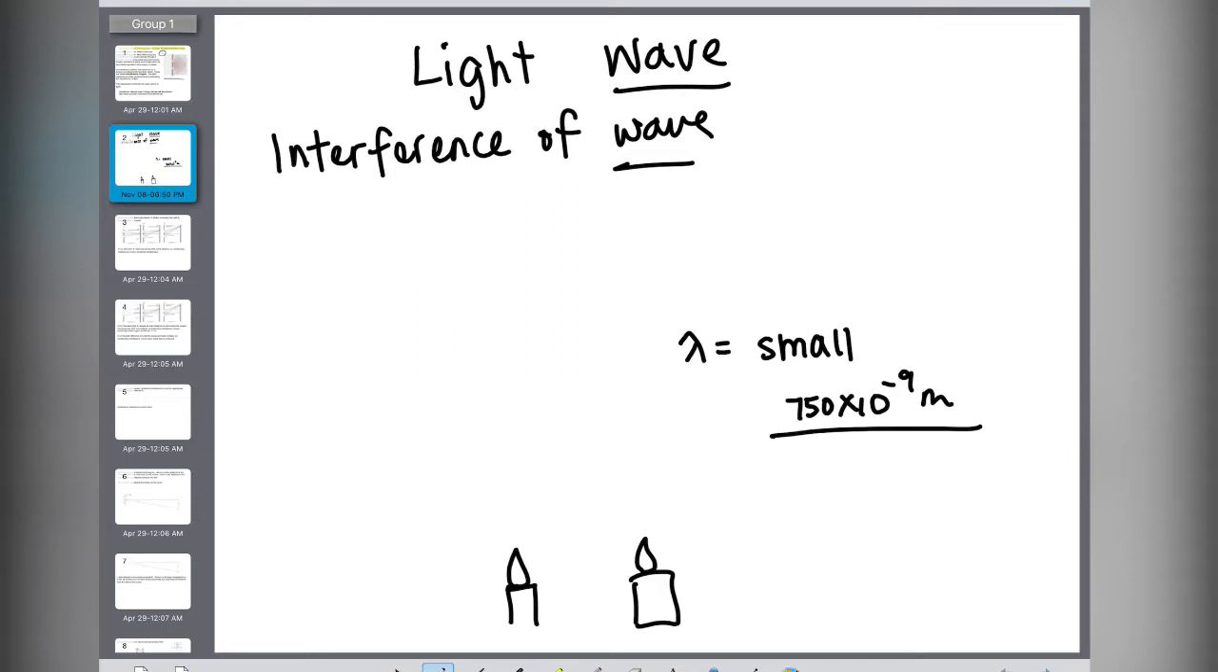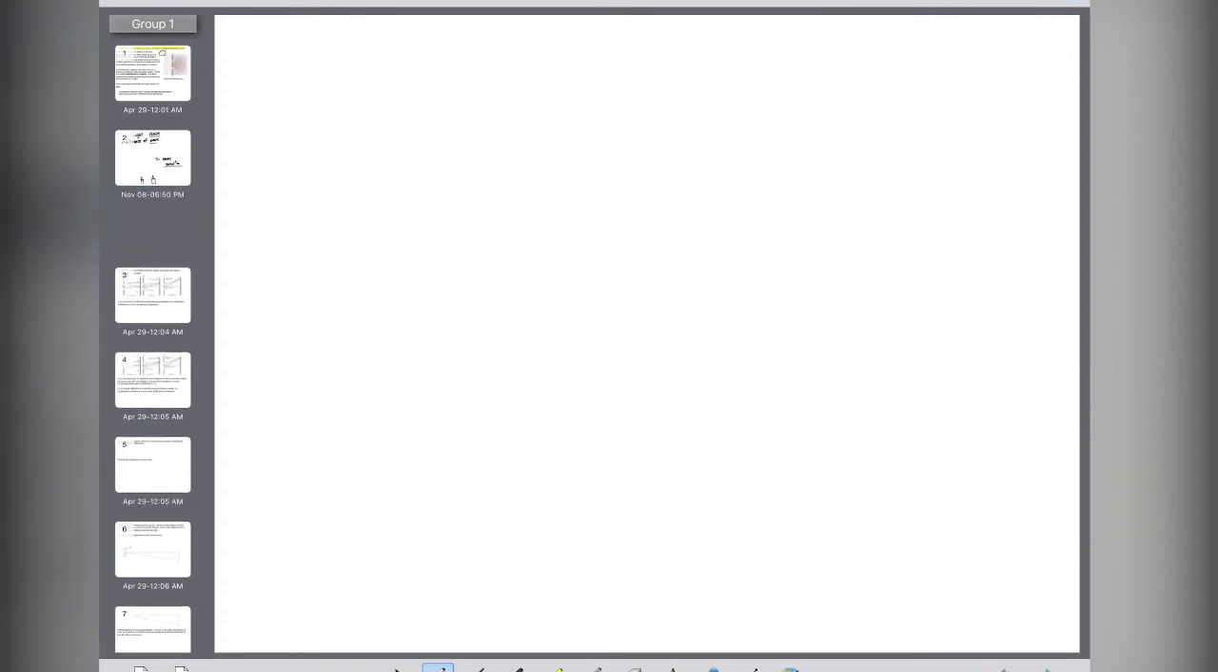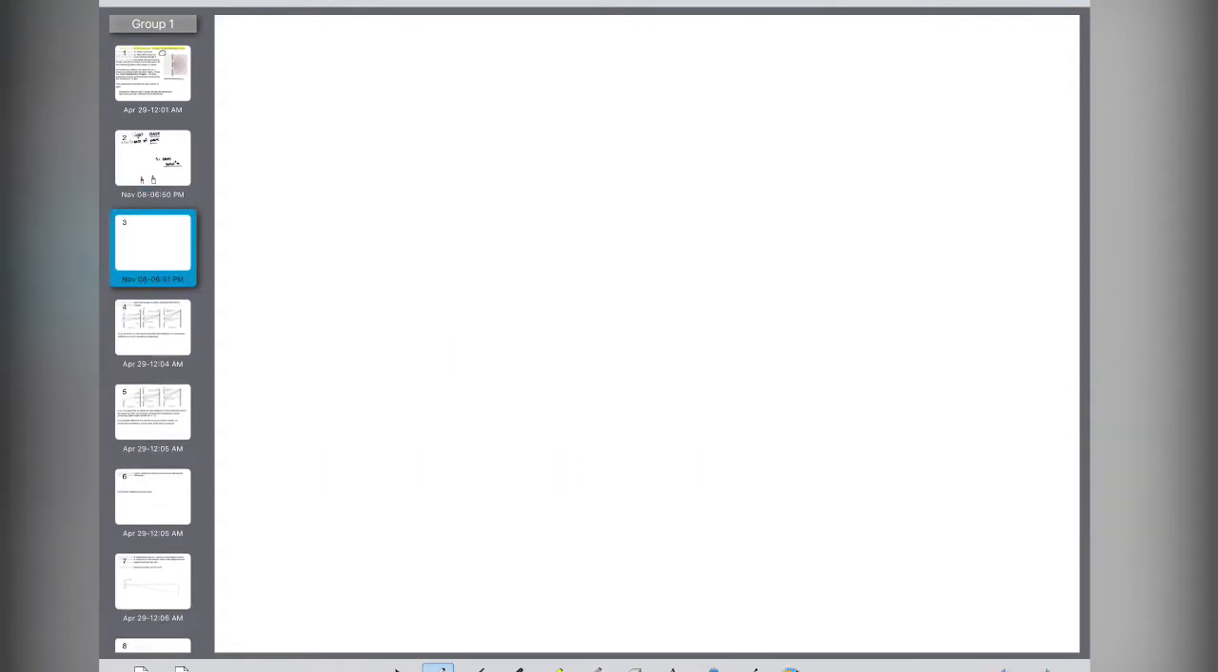Young was so smart that he thought, well, wait a minute. Instead of having two sources of light and trying to see the interference pattern, he had a thin sheet, and he punctured two holes in it. I'm making this really, really big. He punctured two holes, and he called it the Young Double Slit experiment.